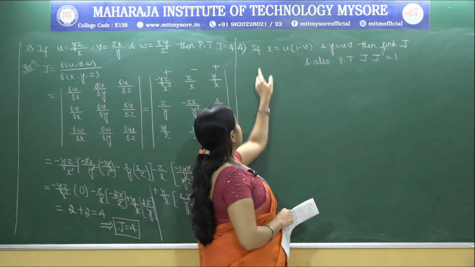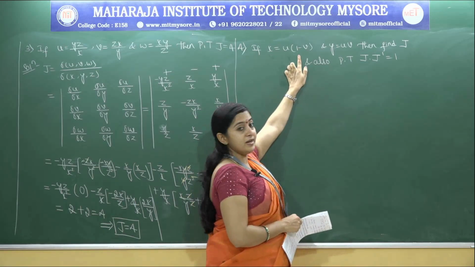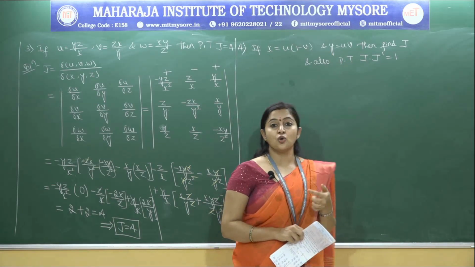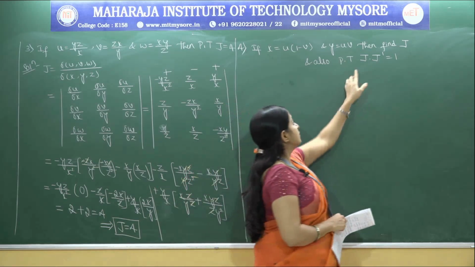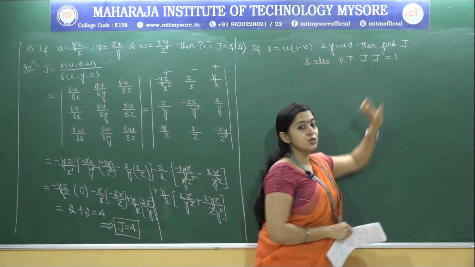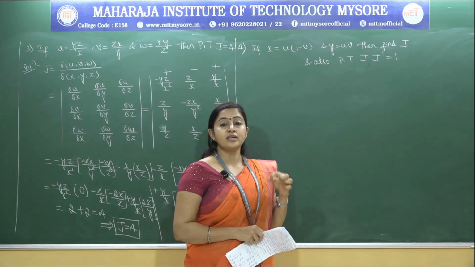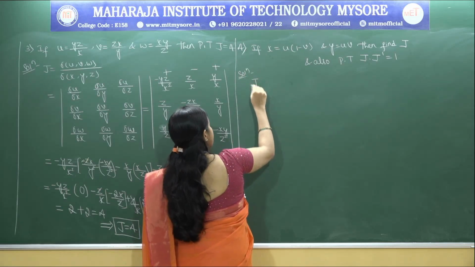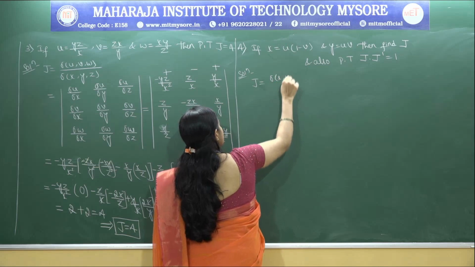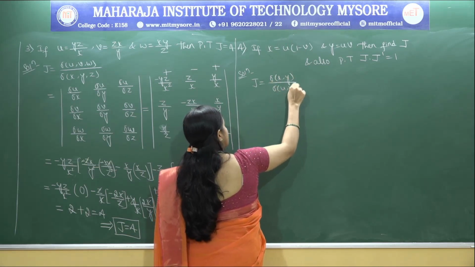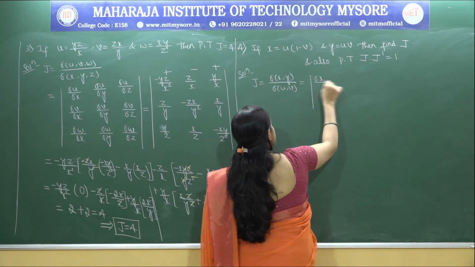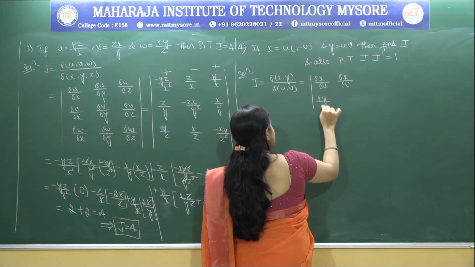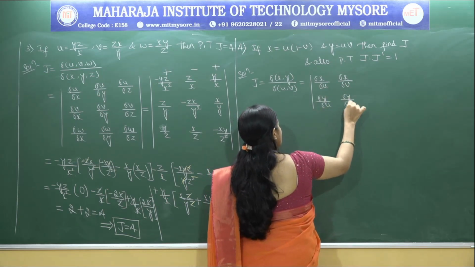So next problem, here they have given x equals u into 1 minus v and y equals u into v. Then you have to find the Jacobian and also prove that J dot J dash equals 1. So I will first find the Jacobian, next I will come to J dash. The solution: J equals, here x and y depend on u and v. So you have to write the 2 cross 2 determinant: x with respect to u, x with respect to v, y with respect to u and y with respect to v.